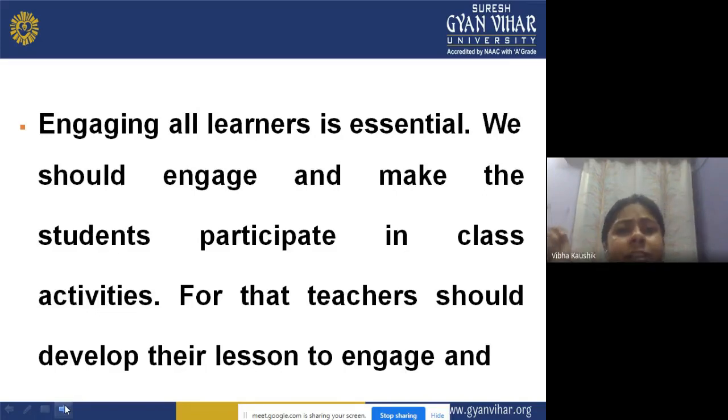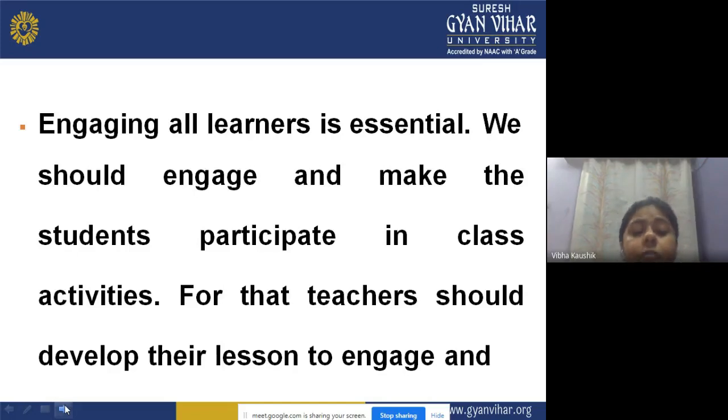Means we can say like that also, that while designing a teaching learning process, it is essential that the teacher should plan his activities in such a way that all learners should actively participate in that activity. It is not that only above average students will participate in that activity. No, we have to make an activity in such a way that all the learners, whether they are above average intelligence, below average intelligence, or average intelligence, should participate in the activities which will be organized by the teacher in the teaching learning process.